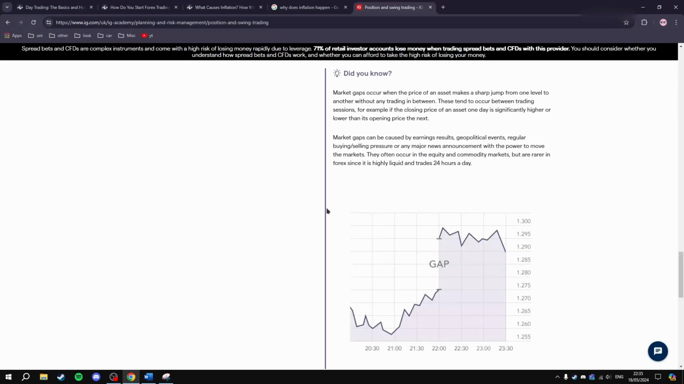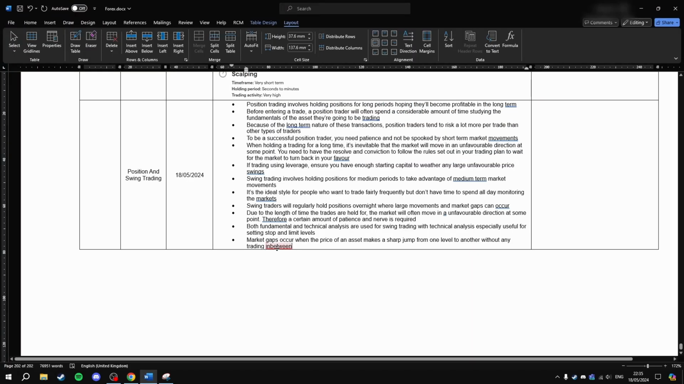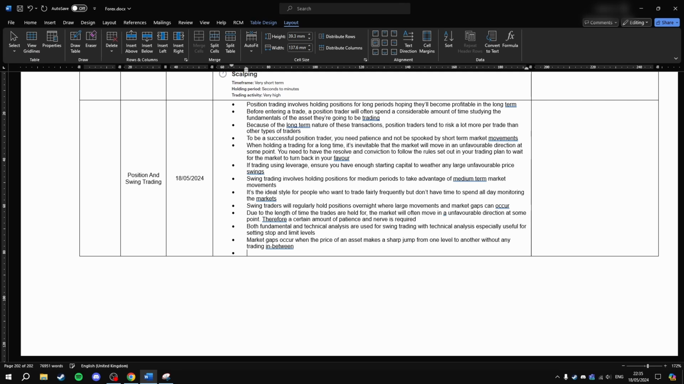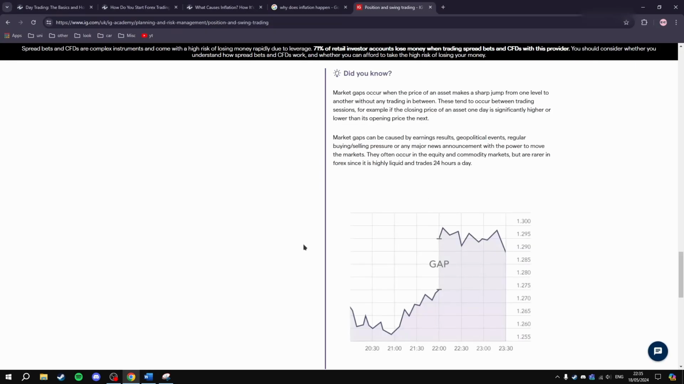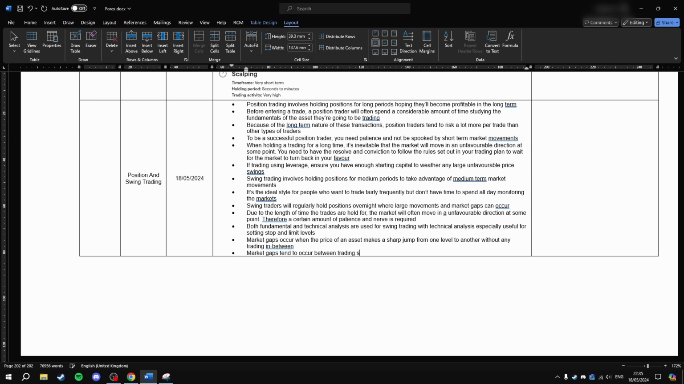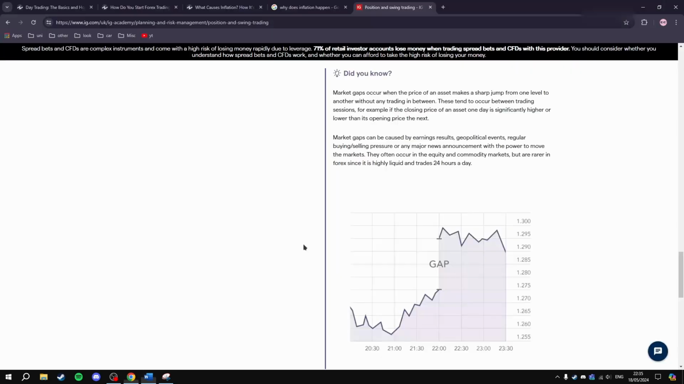These tend to occur between trading sessions. For example, if the closing price of an asset one day is significantly higher or lower than its opening price the next. Market gaps can be caused by earnings results, geopolitical events, regular buying/selling pressure, or any major news announcements with the power to move the markets.